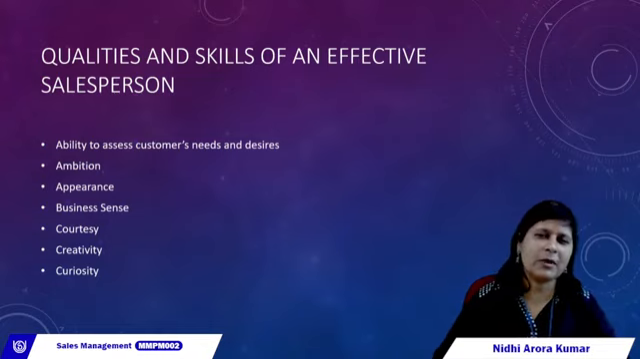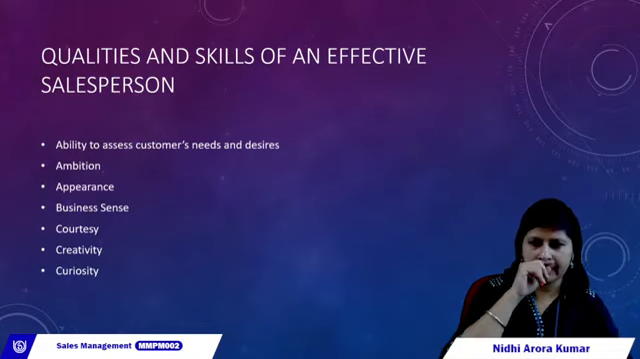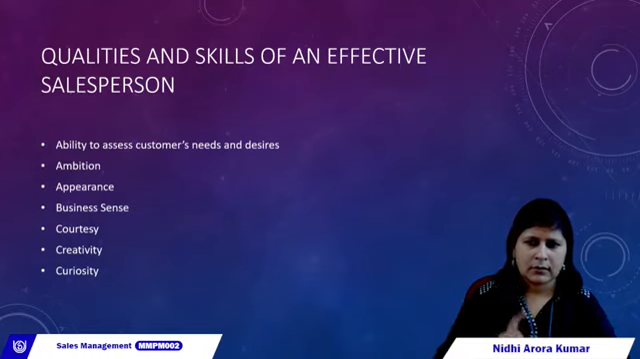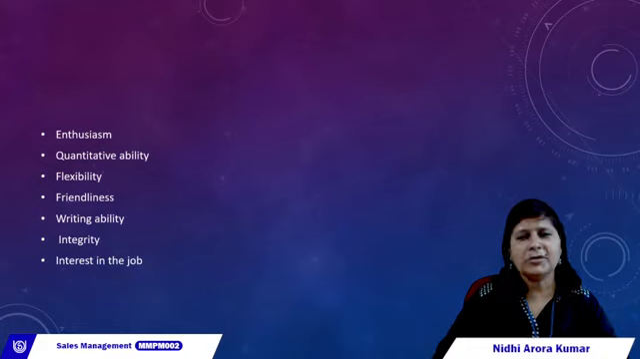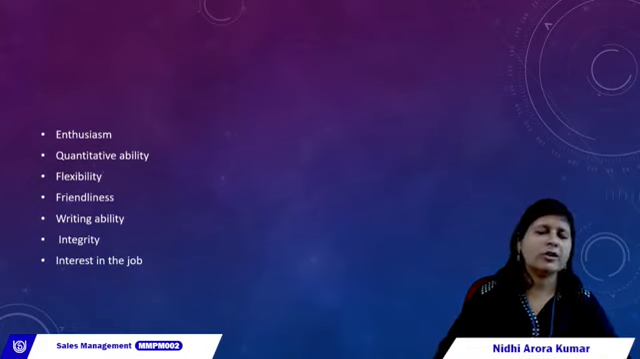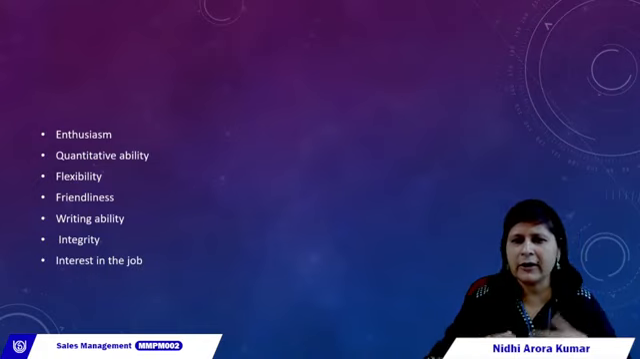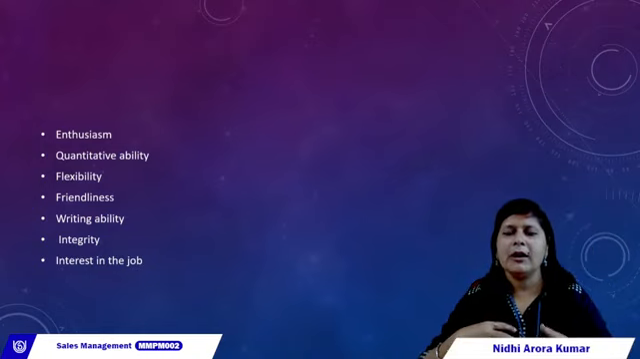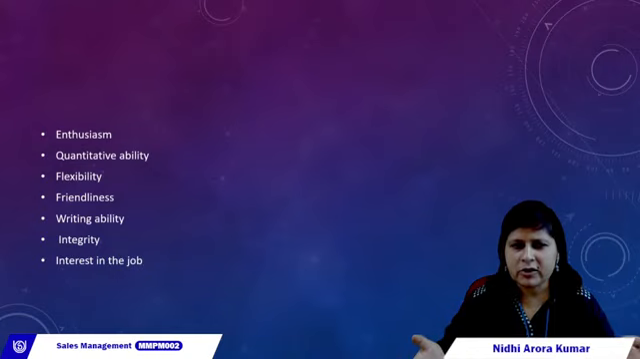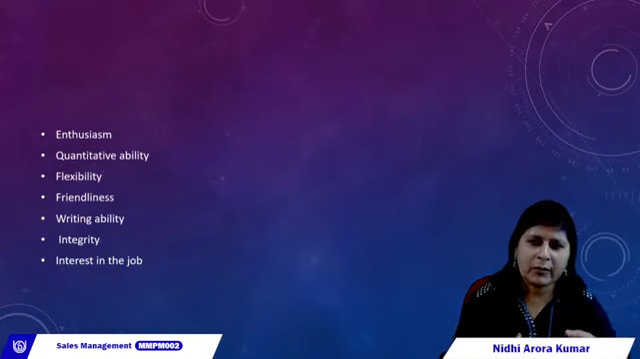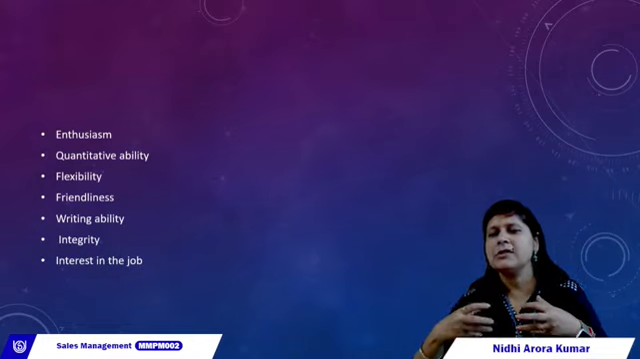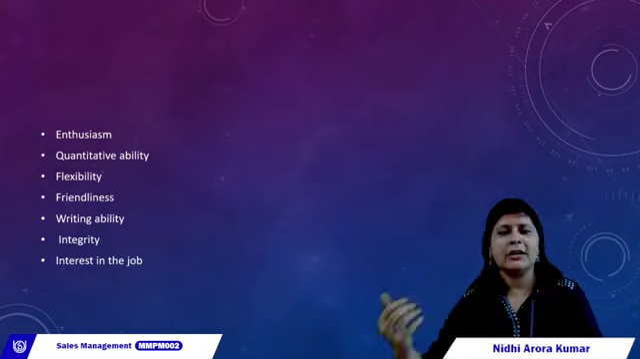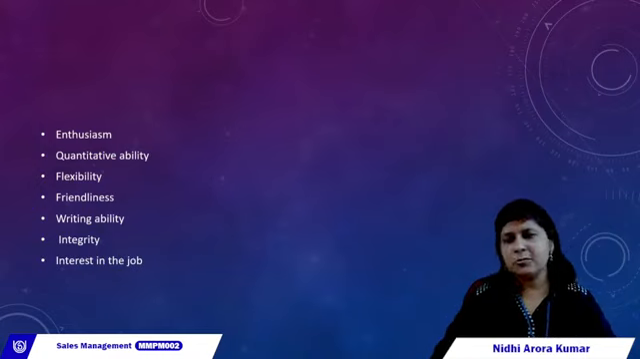And then comes creativity. The salesperson should be creative. He should know when to nail, right? Then comes curiosity. He should be curious. Enthusiastic. The salesperson should be enthusiastic, which means motivated. He should enjoy his job. He should be satisfied with his job. Job satisfaction is required. When a person is satisfied with the job and likes his job, it makes the person enthusiastic. And when a person is enthusiastic and likes his or her job, right, then they can perform better. So enthusiasm is required.